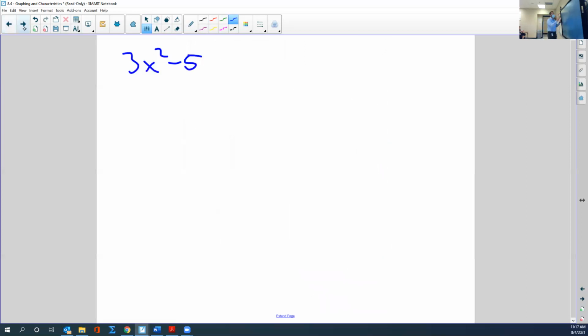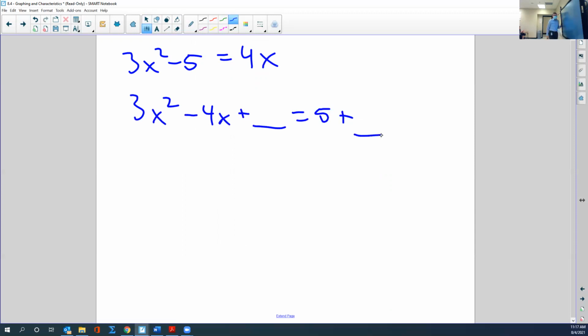So I'll do this the other way, just so that you can see that both work the same way. We need our constant on the right side, everything else on the other side. So we're going to say 3x squared minus 4x, like so. I'm going to factor a 3 out.